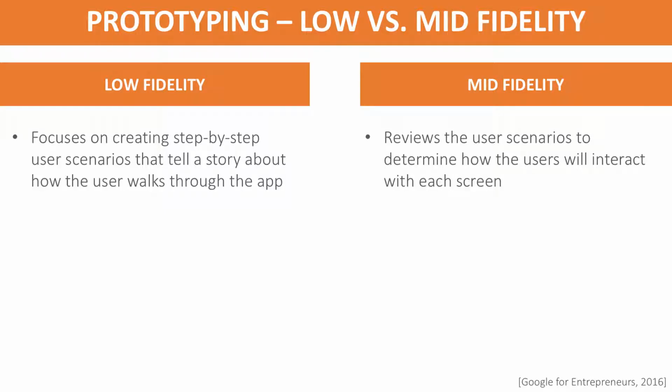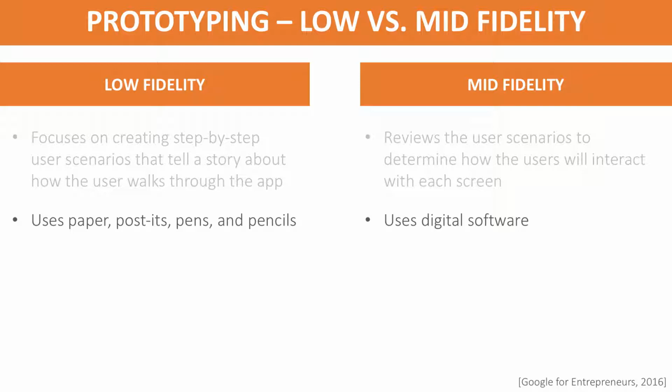Now, there are some key differences to how we build out a low-fidelity prototype versus a mid-fidelity. Let's talk through some of the examples of how these two are different. A low-fidelity prototype focuses on creating step-by-step user scenarios that tell a story about how the user walks through the app. In a mid-fidelity prototype, we review these user scenarios to determine how the users will interact with each and every screen that we build out.